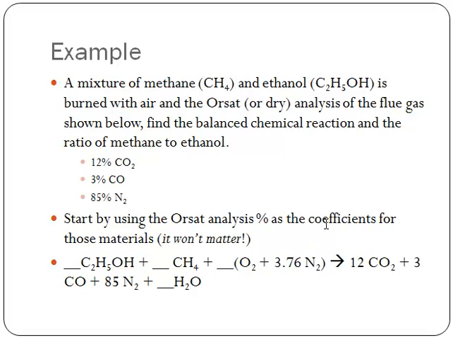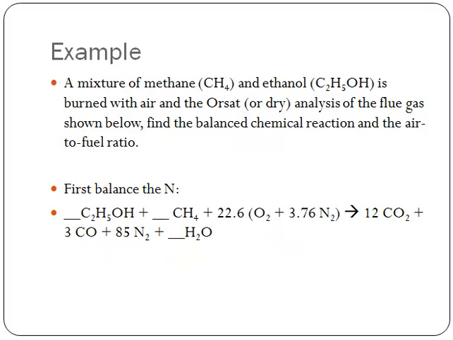Now, I'm going to use the Orsat analysis percentages as my coefficients. It really doesn't matter because in the long run I'm looking for percentages or an air-to-fuel ratio. And if I'm looking for ratios, the specific values I use do not matter. It's easiest, and less likely to make mistakes, if I use percentages as coefficients. So 12 moles of CO2, 3 moles of CO, and 85 moles of nitrogen. And I need to figure out what all these other coefficients will be equal to.